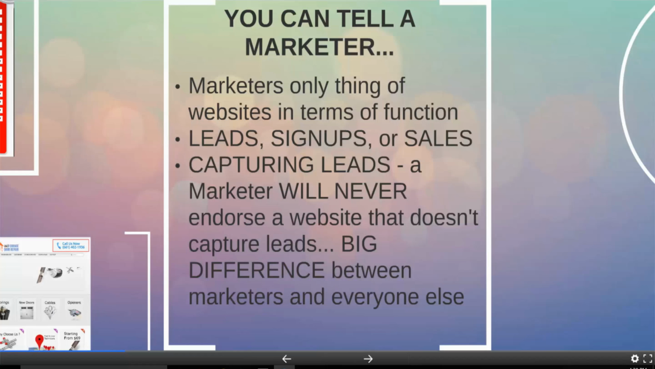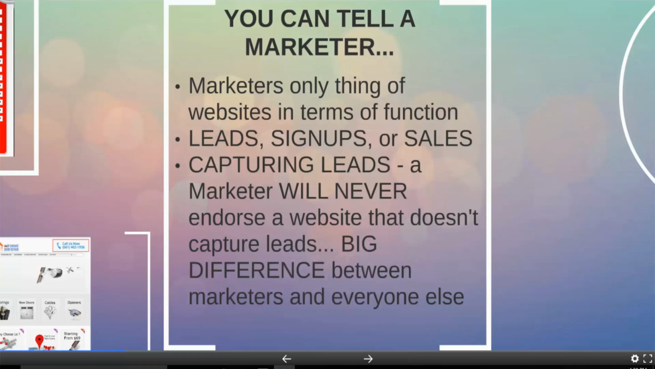The most important thing to a marketer are what we call leads, which is somebody, you get a name and a phone number, that's a lead. A sign up, which is pretty much the same thing, or a sale, which is where someone buys something. So capturing leads is the biggest thing about being a marketer. A marketer will never endorse a website that doesn't capture leads. And that's a big difference between marketers and everyone else.